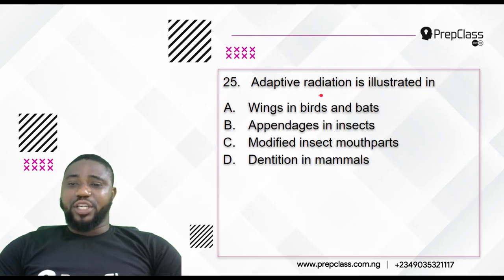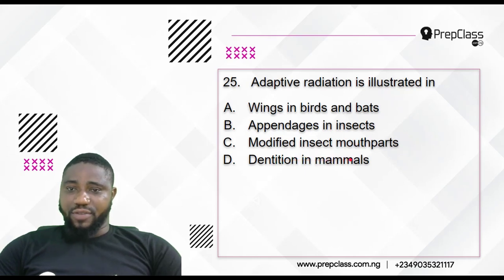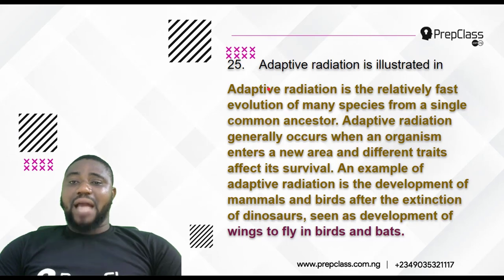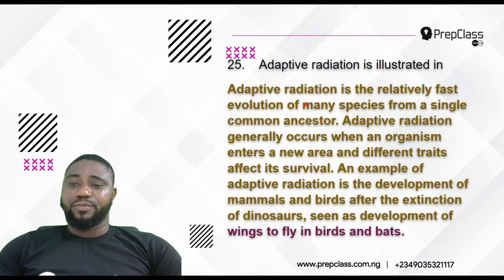25. Adaptive radiation is illustrated in wings in birds and bats, appendages in insects, modified insect mouth parts, dentition in mammals. This is a very tricky one, but look what I said here. Adaptive radiation is the relatively fast evolution of many species from a single common ancestor.